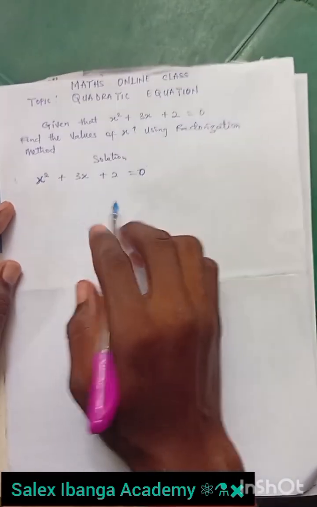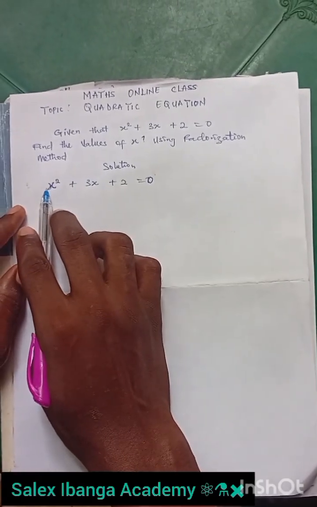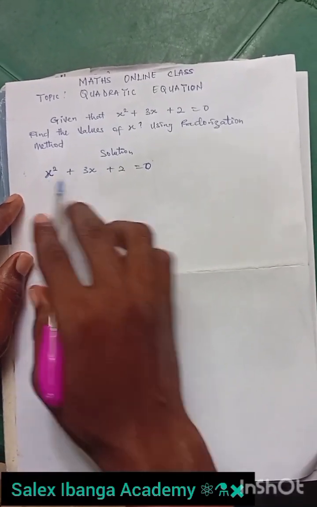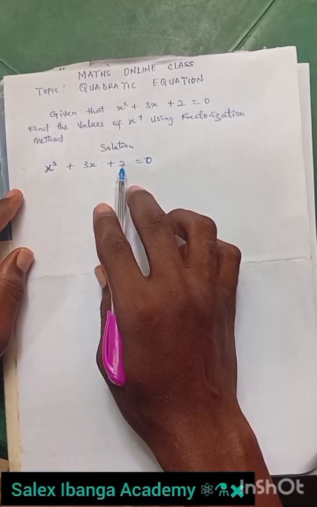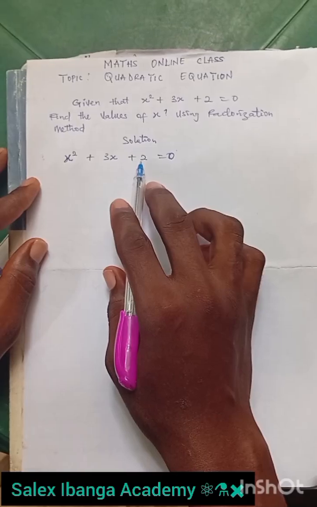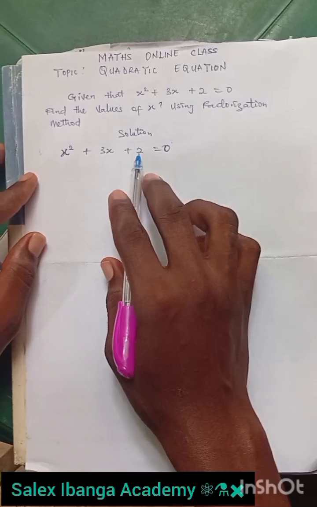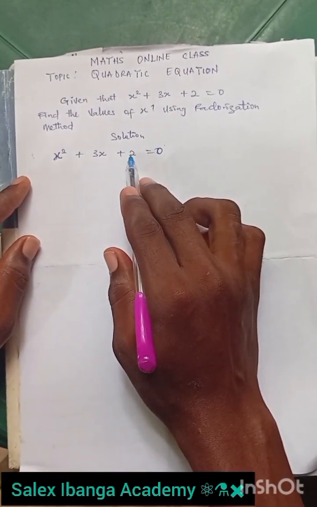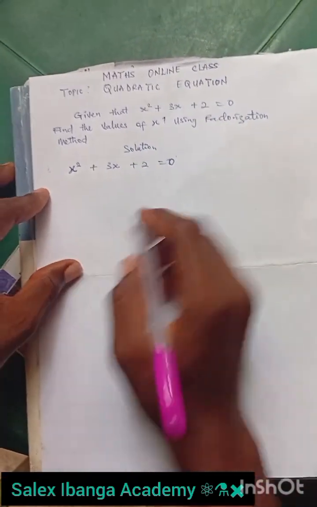Now when solving this, we look at the coefficient of x squared, which here is 1. Then that of x is 3. Here is the constant, which is 2. So what we do here is we look for values such that if I multiply, you have 2, then if you add, you have 3. Let's look for the factors.